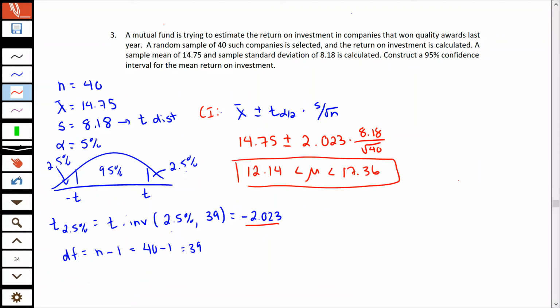And so that confidence interval, in this case, we are 95% certain, or there's a 95% chance that the real average, the real mean for return on investment is somewhere between 12.14 and 17.36.